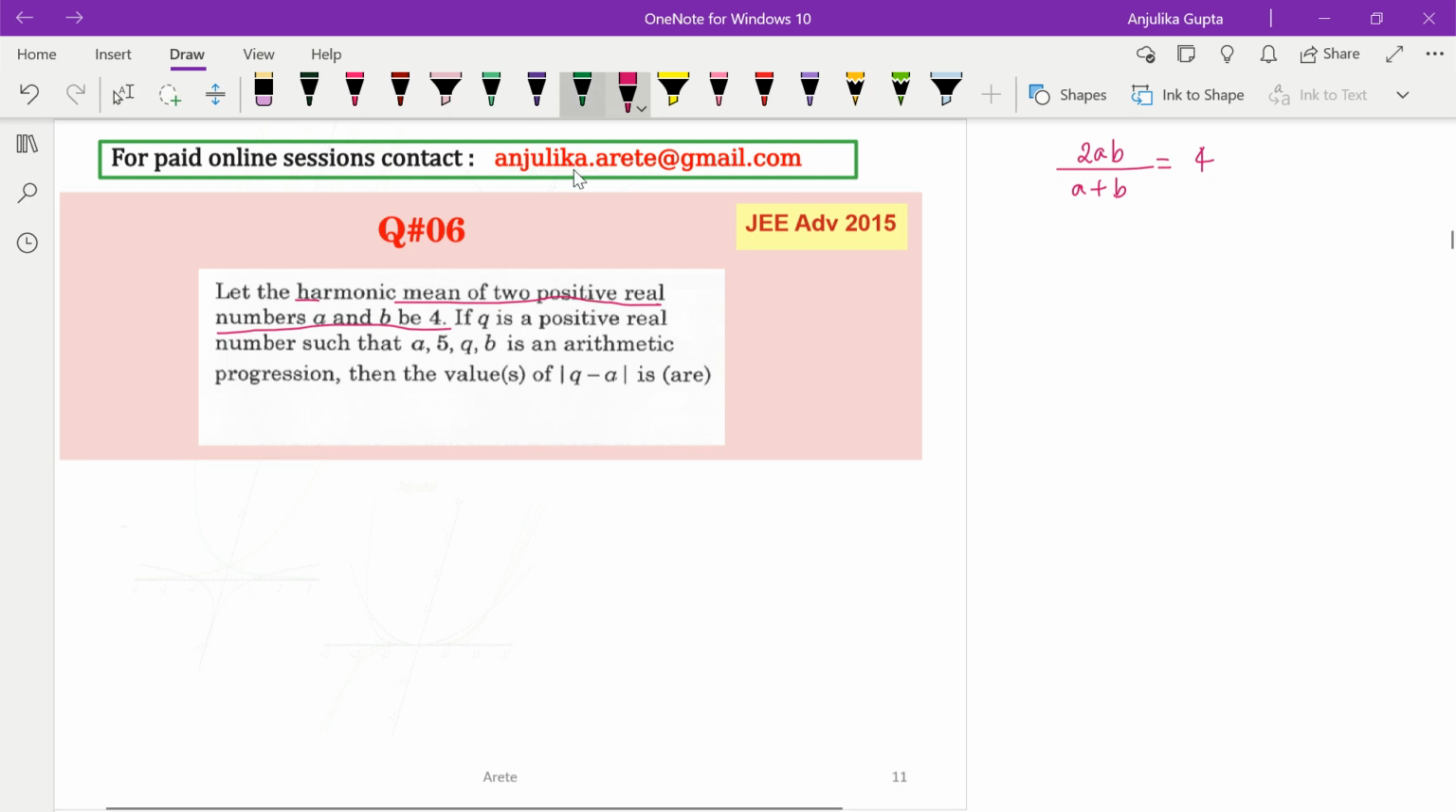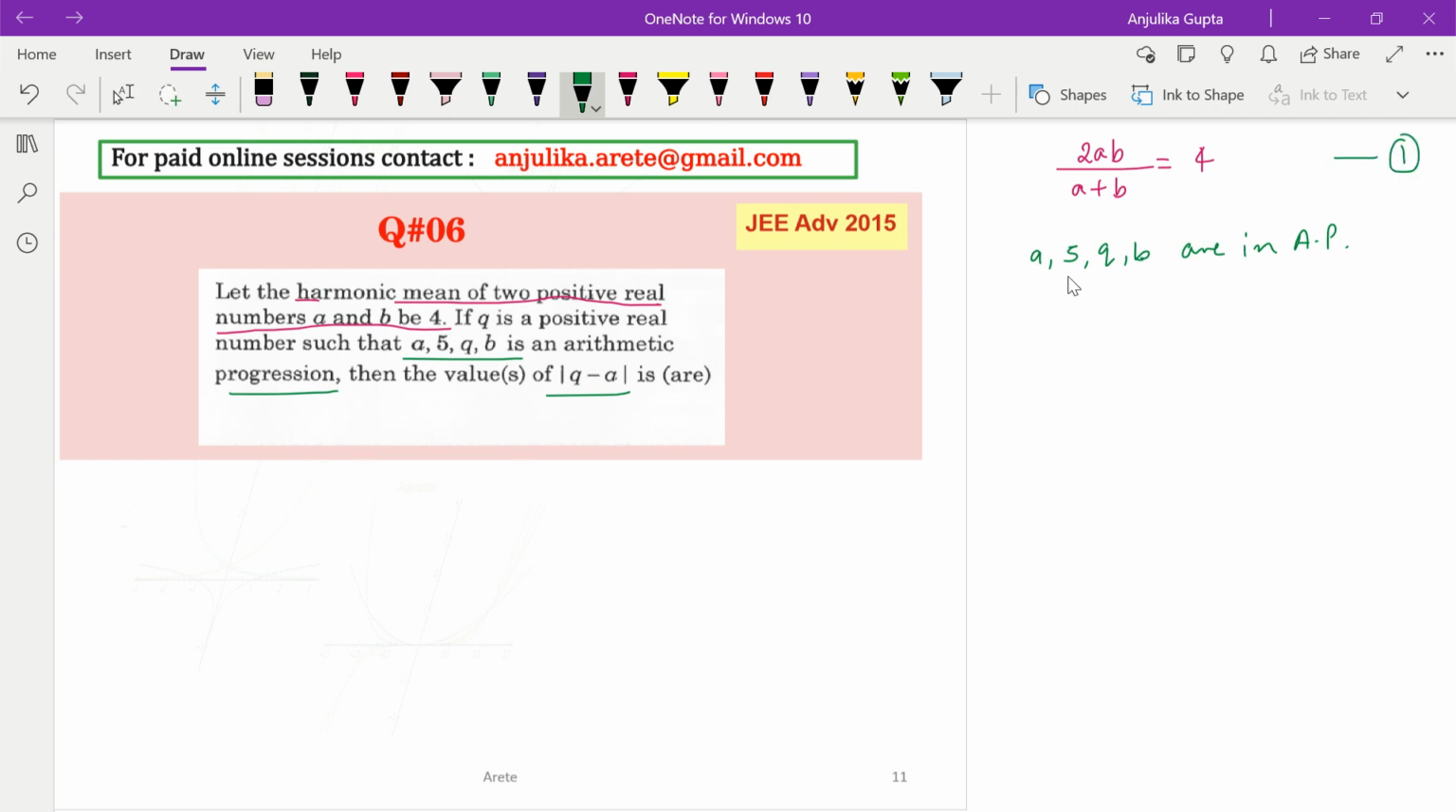Next, they are saying that q is a positive real number such that these are in arithmetic progression. Again, very simple: they are saying that a, 5, q, and b are in AP. Now, what are they asking you? They're asking what the value of |q minus a| is. So basically, if you can get your q or a, then you are done. Only two pieces of information, number one and number two.